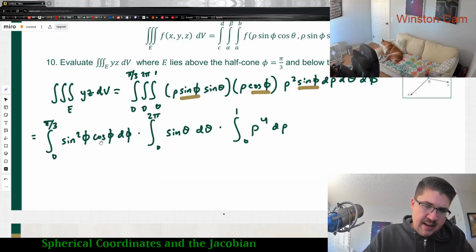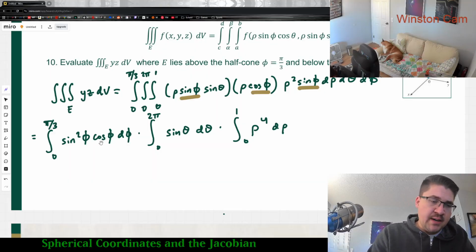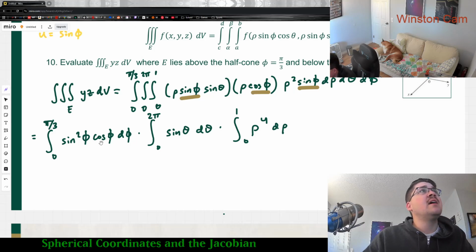Let's write that in our margin. So we're going to set U to be cosine phi. Sorry, I said it correctly and then I wrote it wrong. U is going to be sine phi. And you can always just try one, see if it works.